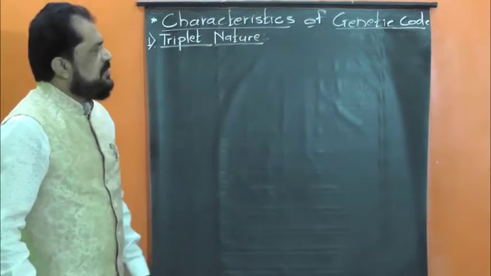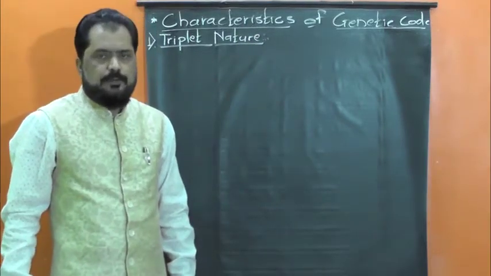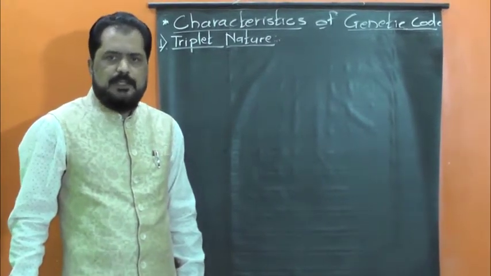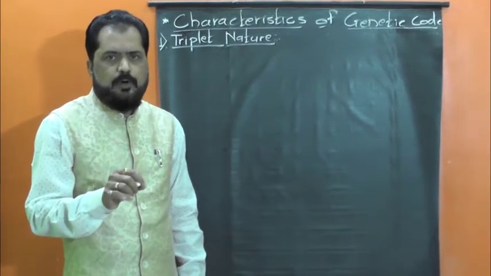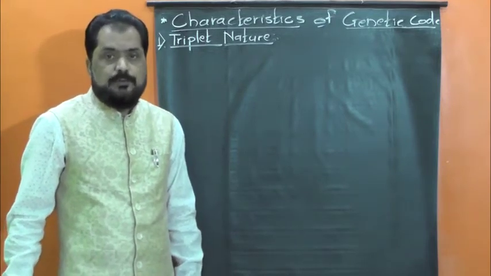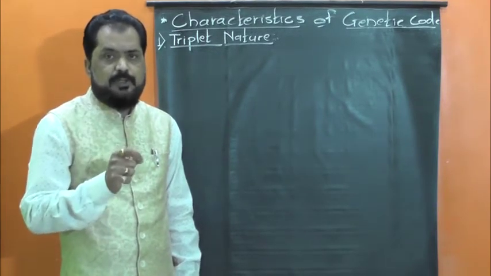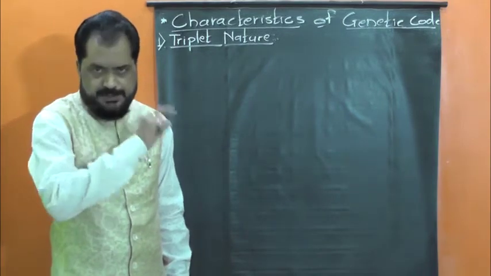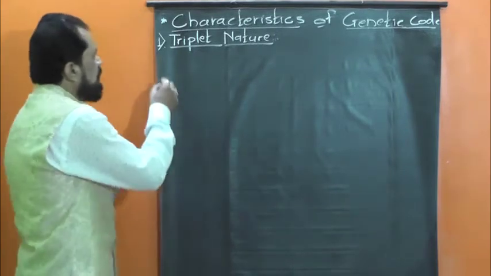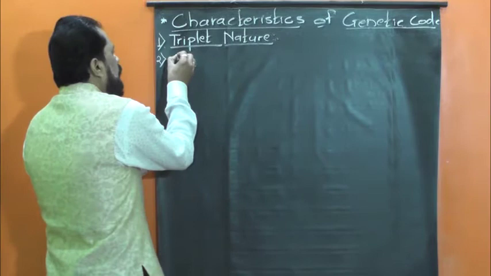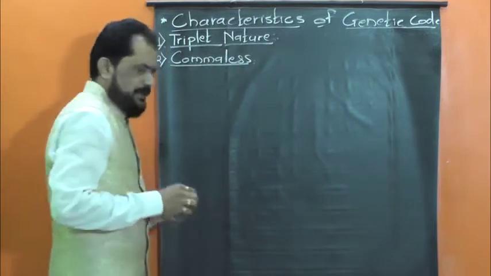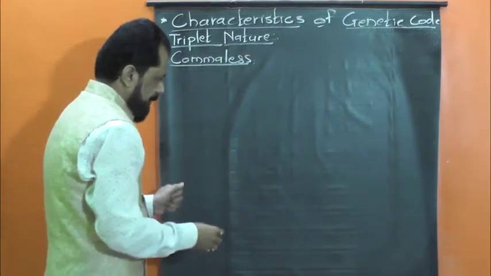It means genetic code or codon is triplet in nature. That is, the codon is formed of a group of three successive nucleotides, or the codon represents the sequence of three nitrogen bases. That is triplet nature, and we have already studied. Come to the second. Genetic code is commaless. Let me explain by drawing the diagram.